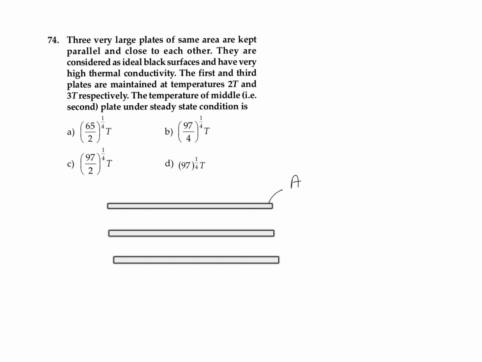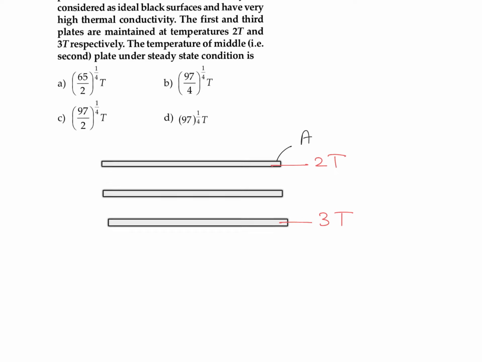Very high thermal conductivity means even if there is some loss of temperature, it is going to be uniformly distributed on the surface. No need to take it that the temperature of different parts are different; the temperature of each and every part is the same. The first and the third plates are maintained at temperatures of 2T and 3T respectively. So the temperature of this we can take as 2T and the temperature of this we can take as 3T. The temperature of the middle plate under the steady state condition is?